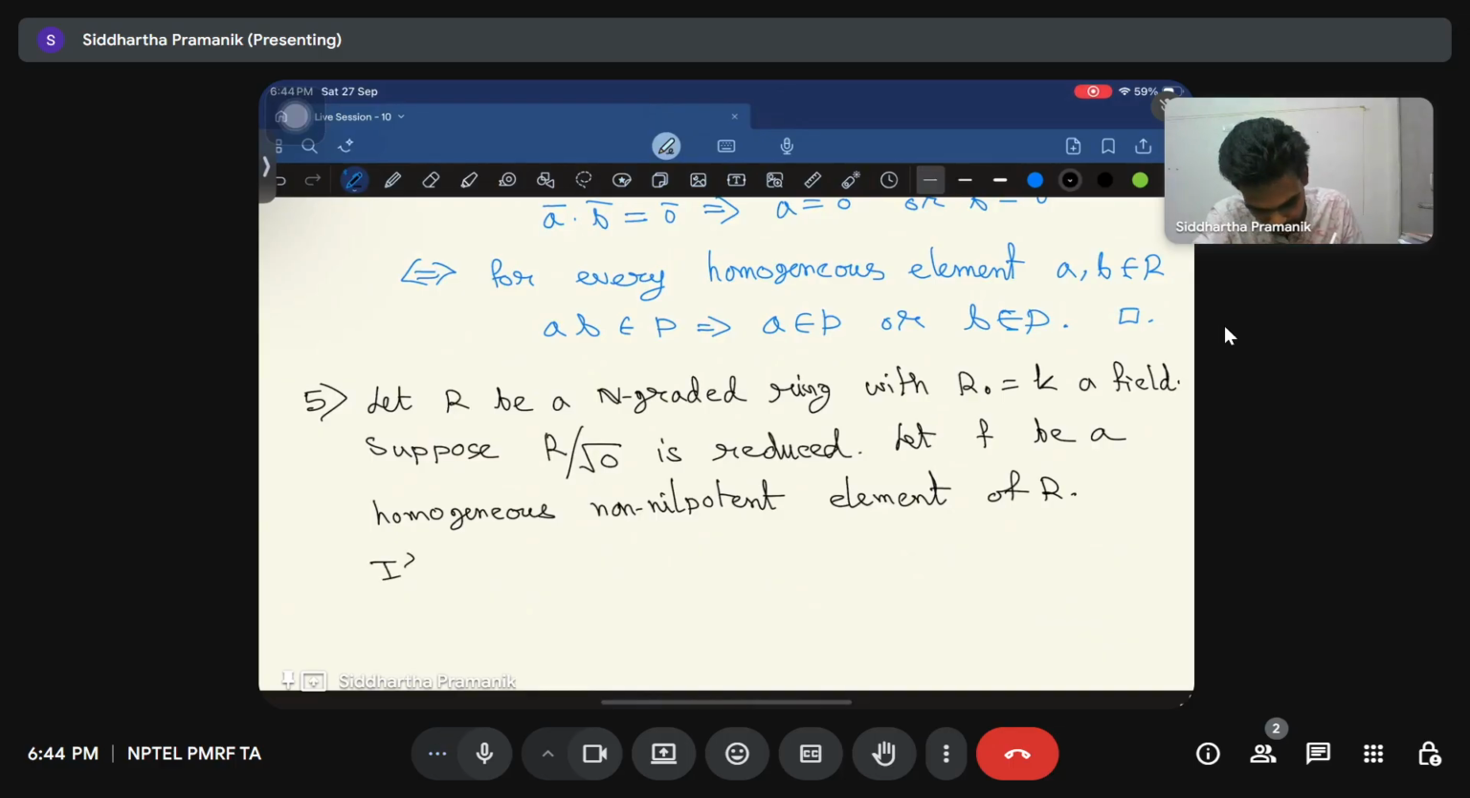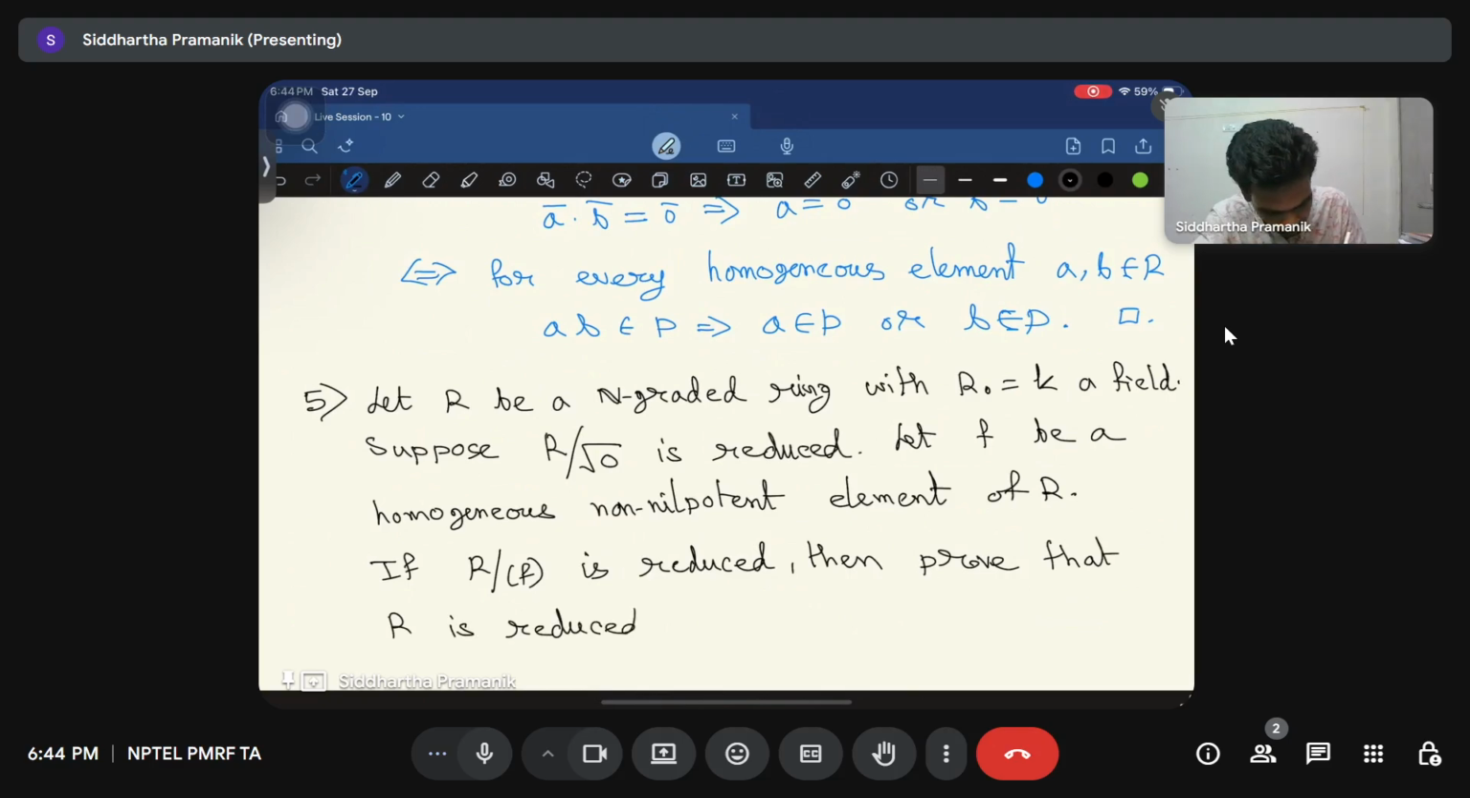Now, if R mod the ideal generated by F is reduced, then prove that R is reduced, and deduce that R is a domain.